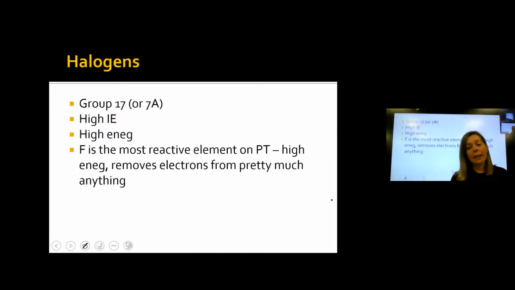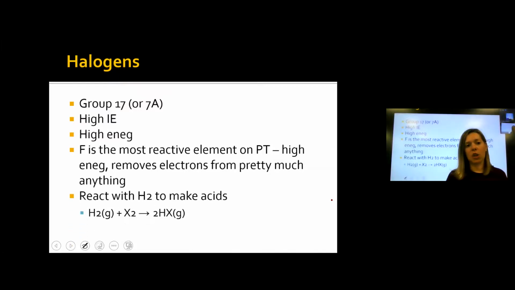So when we get to bonding, we will talk about how fluorine has reacted, not spontaneously, under high temperature, high pressure with most of the noble gases. So fluorine, if anything's going to react, it's going to be fluorine. So fluorine will remove electrons from pretty much anything. So it's got that really high electronegativity because it's a small atom, but the nucleus is very close to the valence shell. So it's able to attract in new electrons.